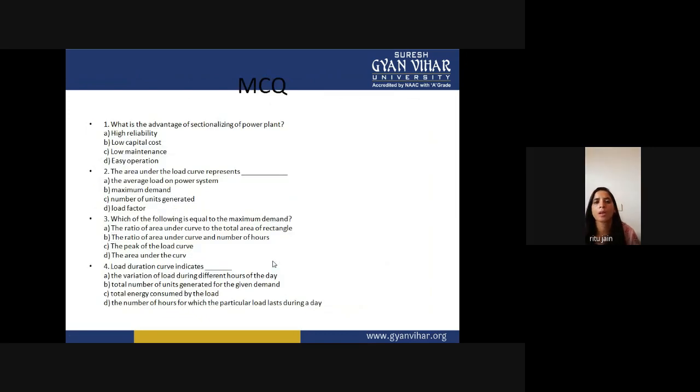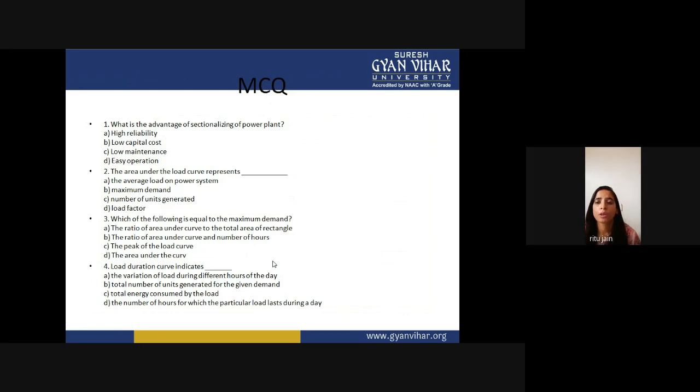Now there are some MCQs based on this lecture, and you can easily solve these questions. The first question is, what is the advantage of sectionalizing of a power plant? Sectionalizing of a power plant is a must to get highly reliable electricity. So high reliability is the main point for sectionalizing of power plants. Next, the area under the load curve represents the number of units generated.